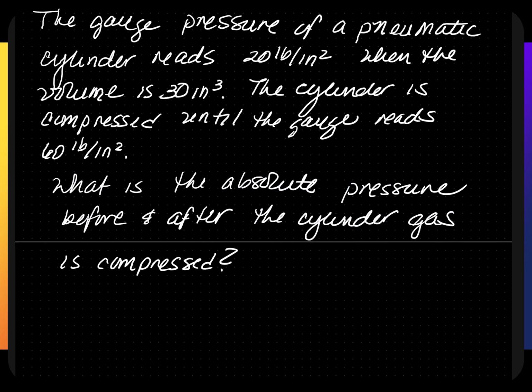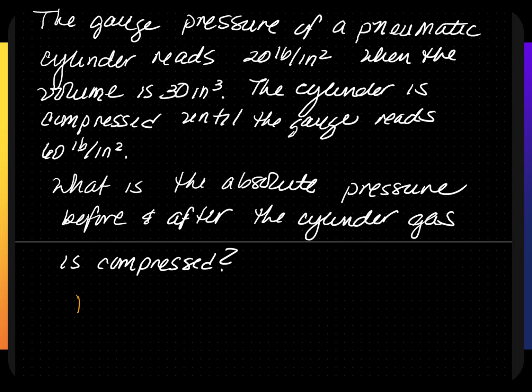Pause the video, try this problem on your own, and then check your answer. The gauge pressure of a pneumatic cylinder reads 20 pounds per inch squared when the volume is 30 inch cubed. The cylinder is compressed until the gauge reads 60 pounds per inch squared. What is the absolute pressure before and after the cylinder gas is compressed?